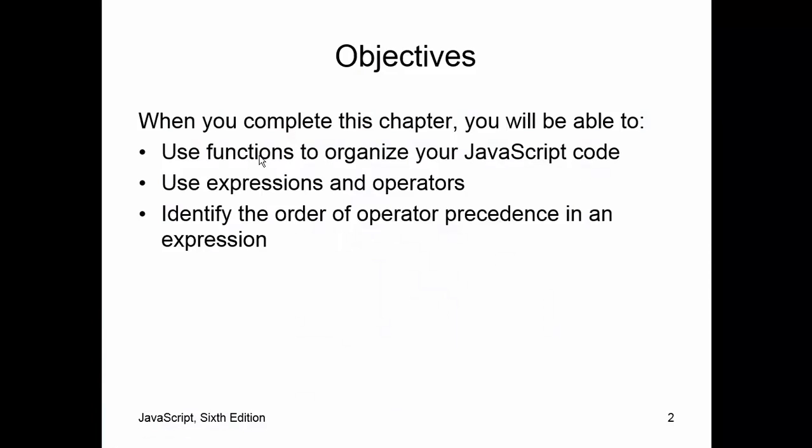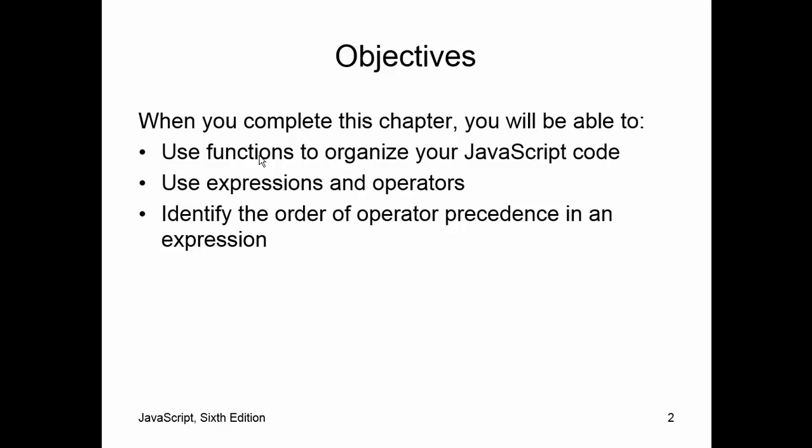So, all right, our chapter objectives. Use functions to organize your JavaScript code. Use expressions and operators. Identify the order of precedence in an expression. So JavaScript in many ways is like other programming languages. It allows you to group statements together into logical units that are typically known as functions. If those functions are inside of an object, they're known as methods rather than functions. So in this chapter, we're going to just concentrate on the functions, and we'll practice using them to organize code.